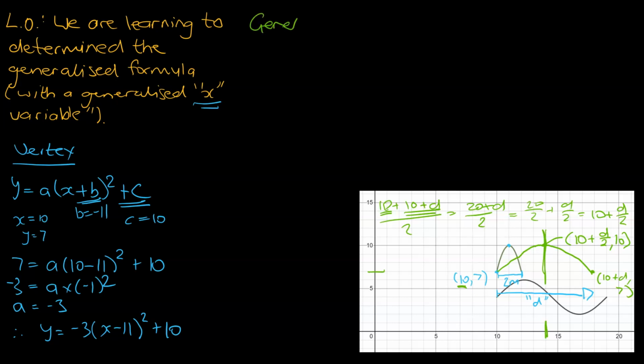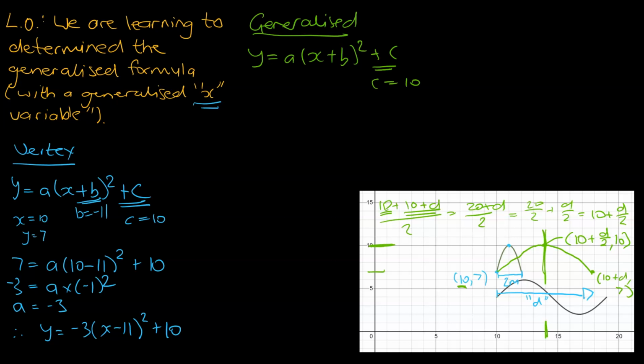So let's call this generalized because we don't really know what's happening. So generalized, well, how much has it moved up or down is the first question. So let's get that formula: y equals a(x plus b) all squared plus c. So see, how much has it moved up or down? Well, that's still 10 because the y value is 10. So c will be equal to 10.